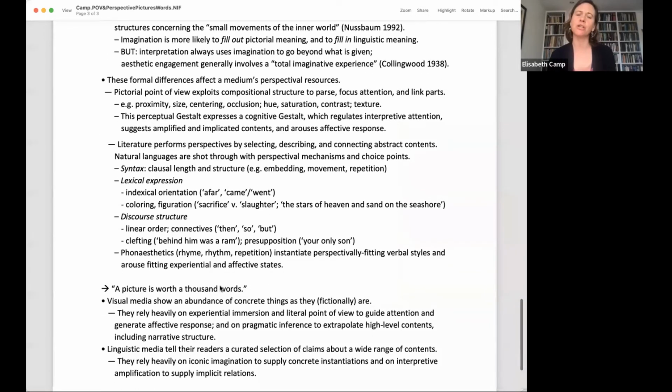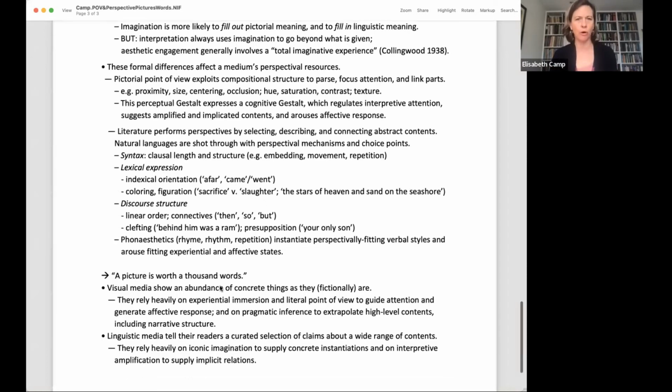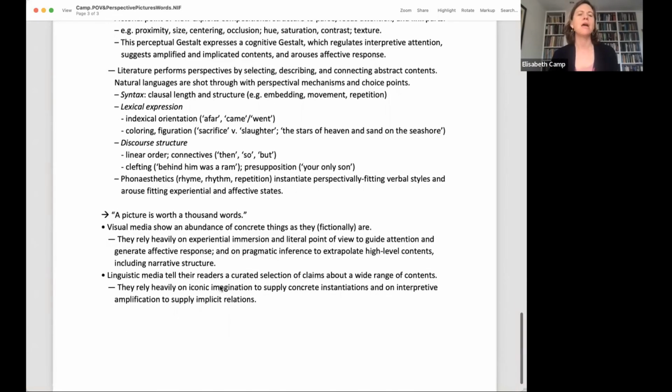And then that perceptual gestalt expresses a correlative cognitive gestalt, a sort of allocation of attention to the subject matter, which is represented by those aspects of the scene, and suggests ways in which to amplify and extend the encoded contents. And thereby it suggests and motivates certain kinds of evaluative responses, emotional and perhaps moral and aesthetic.